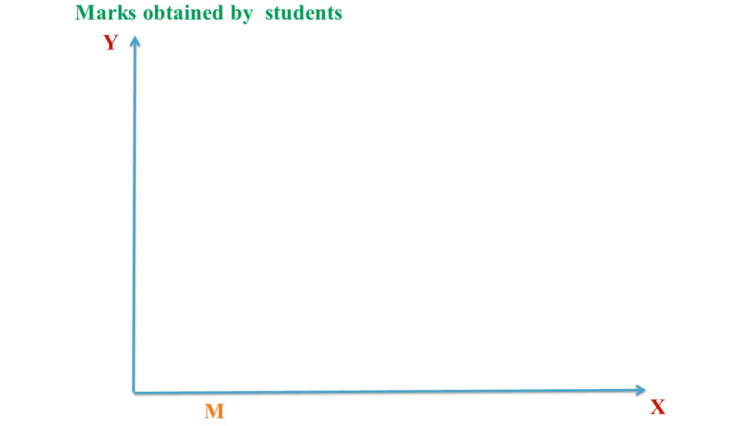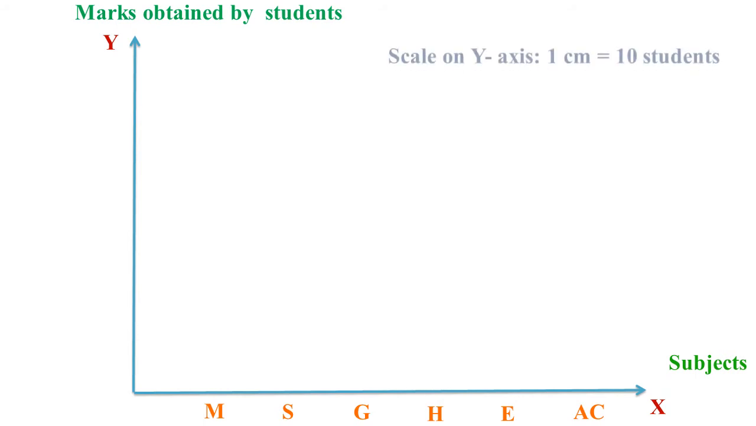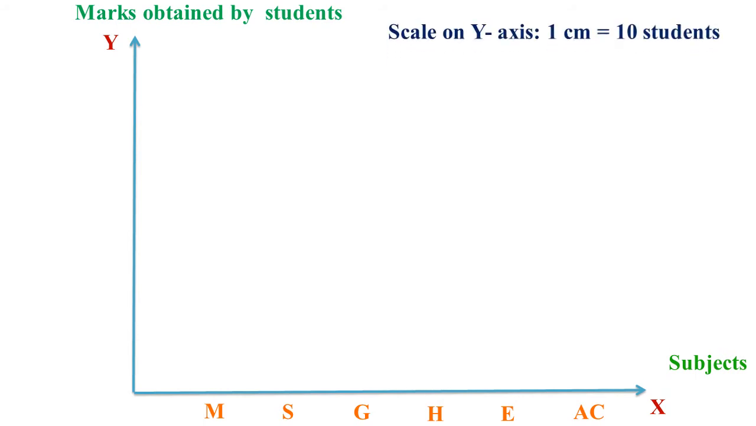Then mark the labels on the horizontal axis: maths, science, geography, history, English, art and craft. These are subjects. Now we can choose scale. Scale on y-axis: 1 centimeter equals 10 students. Now mark the scale on the vertical axis: 0, 10, 20, 30, 40, 50, 60. These are the number of students.